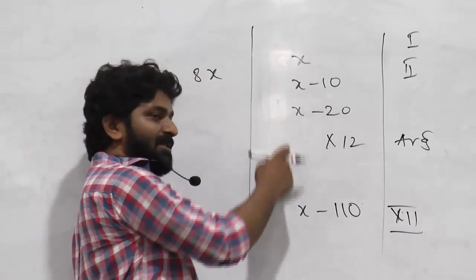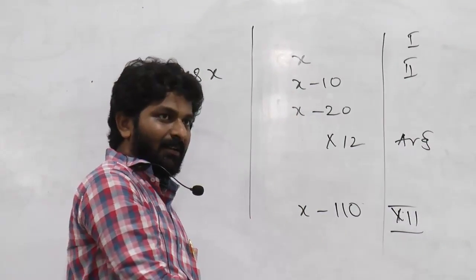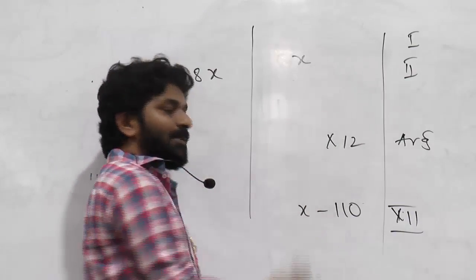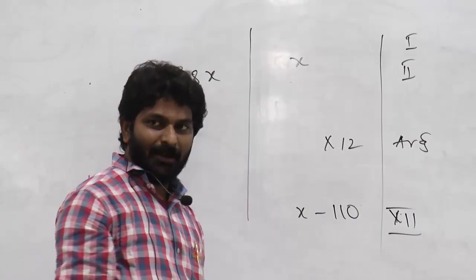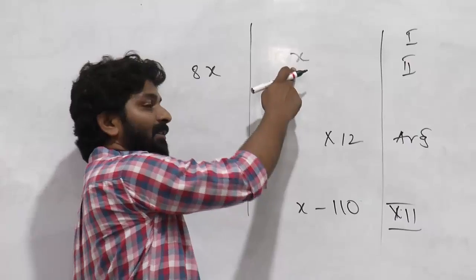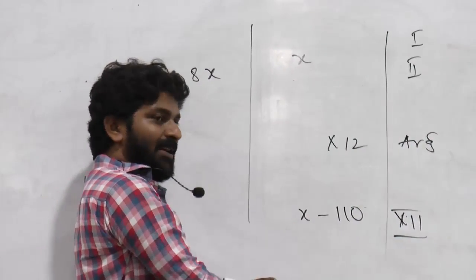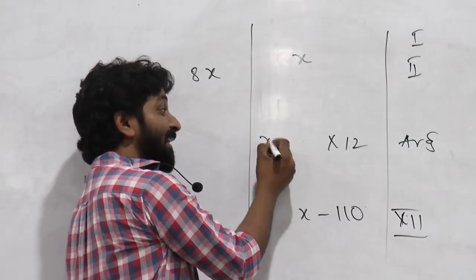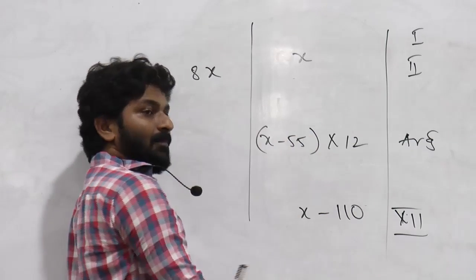So these are consecutive numbers, right? With a difference of 10. How will you get the average for consecutive numbers? First number plus last number by 2. First number plus last number, 2x minus 110, by 2, that is x minus 55.